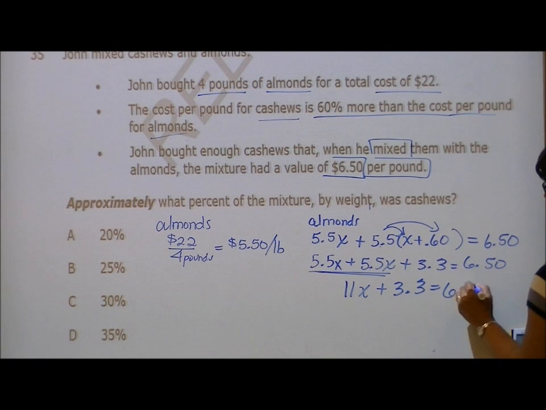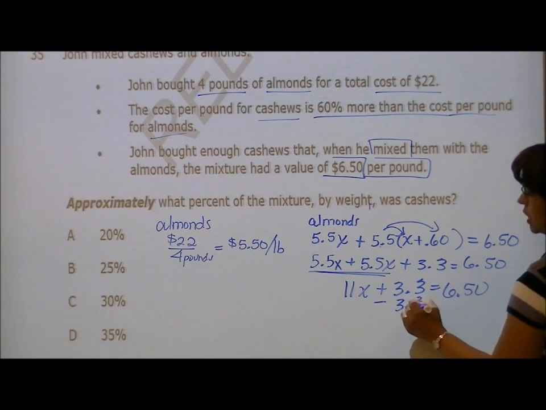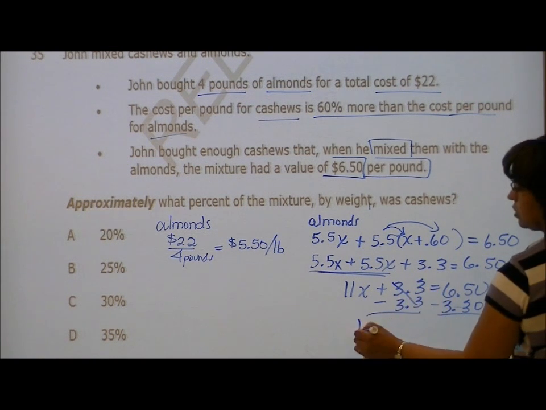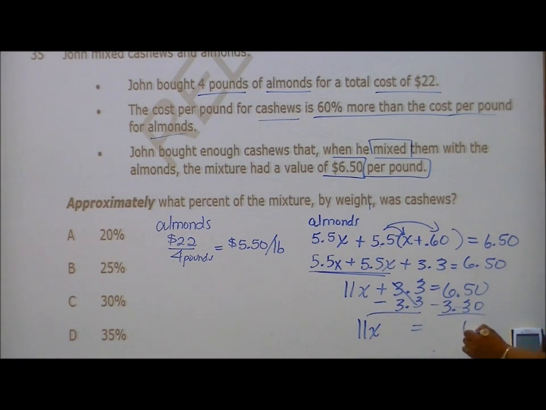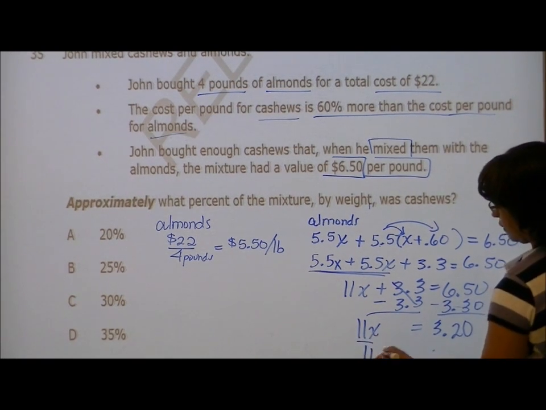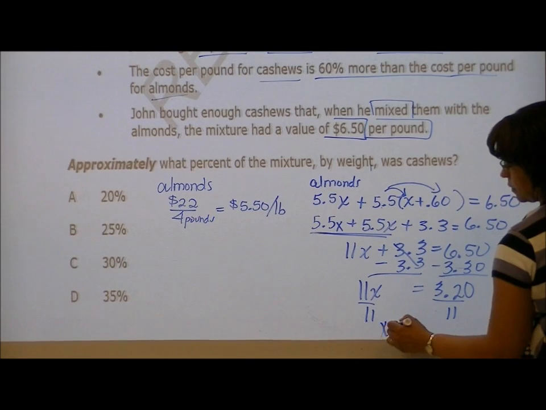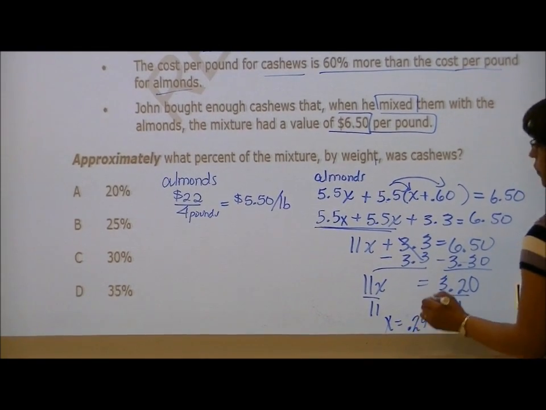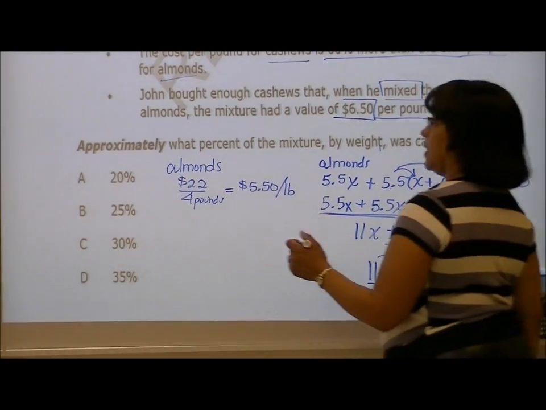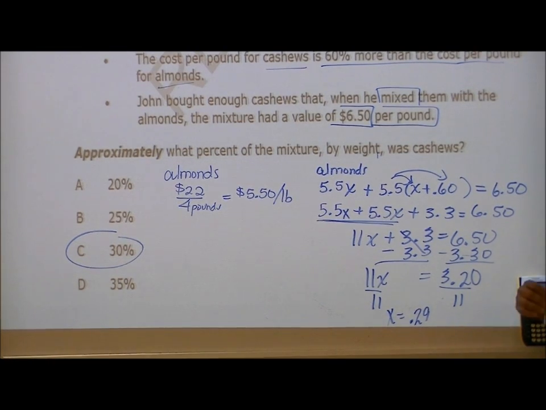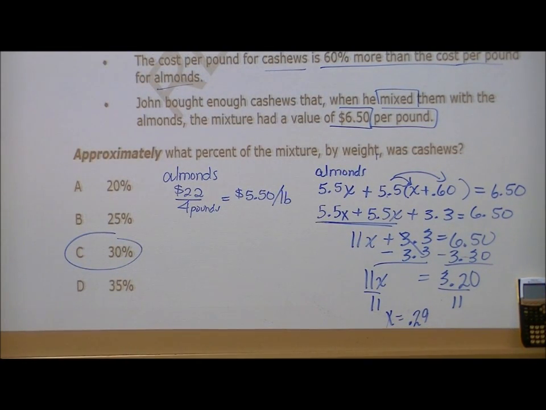Now we're getting into a two-step equation, so we subtract 3.3 because we're solving for x. Line up your decimals. You can use the calculator on the calculator active section to make it faster. So you get 3.20, divide both sides by 11, and then you're going to get 0.29, which is approximately 30%. So it's approximately 30%, okay? So you have to round a little in that problem. Let's move on to number 36.